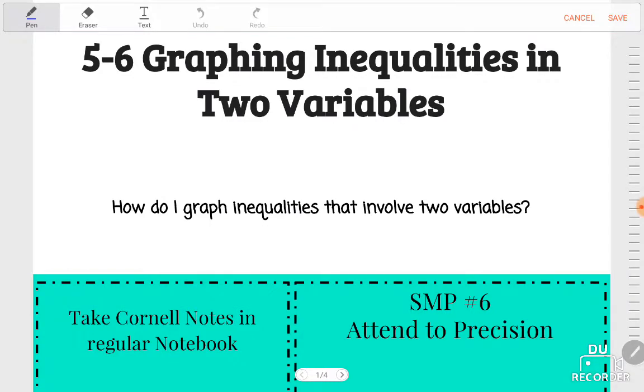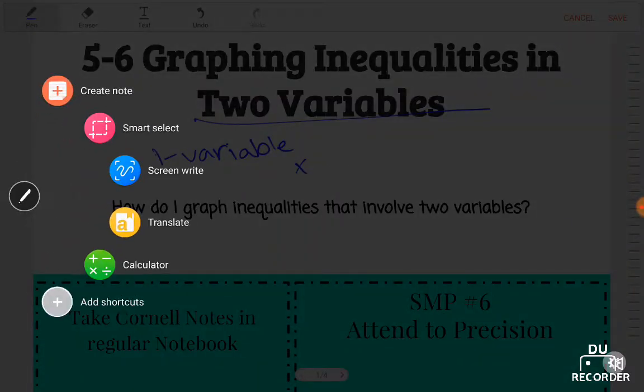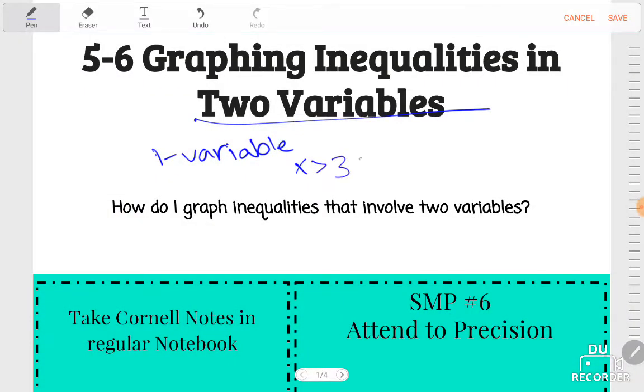All right, so these notes are starting to talk about graphing inequalities. So go ahead, title your notes 5-6, graphing inequalities in two variables. Remember we already did one variable, where it's just like x is greater than 3, and we do it on a number line, and we're like, okay, here's 3, there's 4, there's 2, here's how we graph it. Okay, so that's one variable. Two variables, though, is what we're going to focus on now.